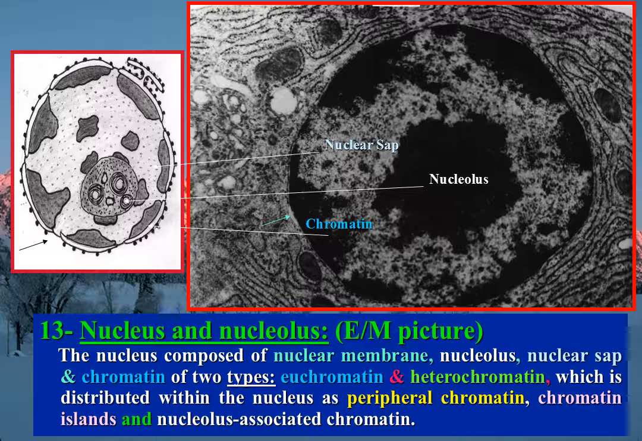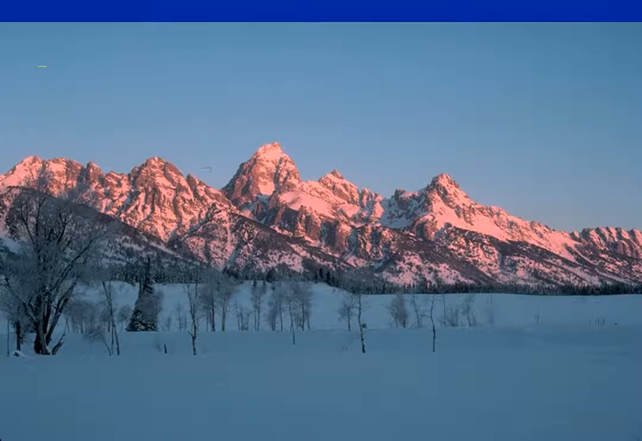There are two types of chromatin, active or euchromatin and inactive clumped or heterochromatin. Heterochromatin is distributed within the nucleus as peripheral chromatin lining the nuclear membrane, chromatin islands distributed within the nucleus, and nucleolus-associated chromatin around the periphery of the nucleolus.